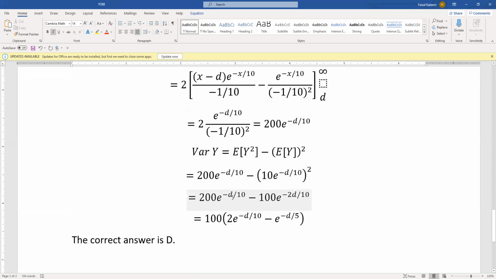And then I factor out 100 from these two terms. So I'm left with 2 here. So 2e to the negative d by 10 minus, and here the 100 is being factored out, and the 2 over 10 simplifies to 1 over 5. And this one is choice D.